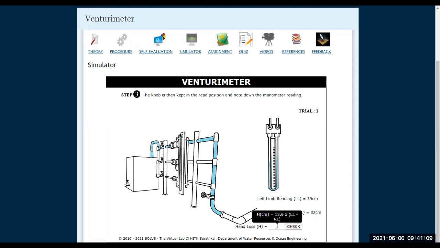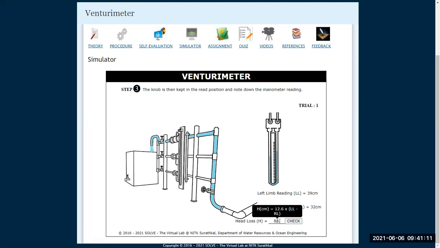If you put an answer here, that is 82.2, then press check. If the answer is correct, it will show a green color. If the answer is wrong, it will show that it is wrong. So the head loss we have got is 88.2 centimeter.